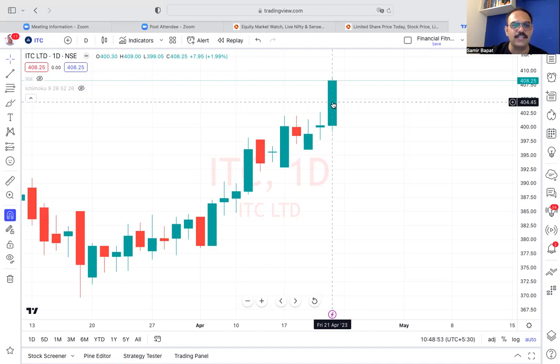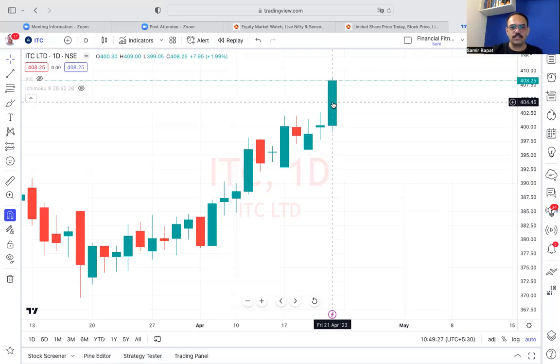H, what is the H? Highest price. What is the highest price? 409. Yes, sir, it's 409. And low is 399.05. Close is 408.25. If close is higher than open, then the candle will be green in color.